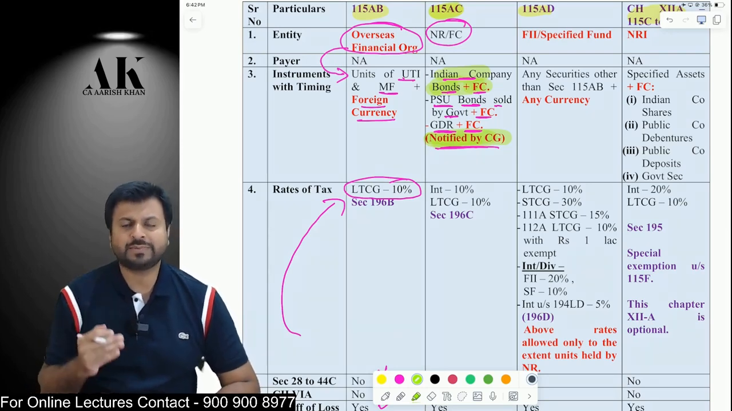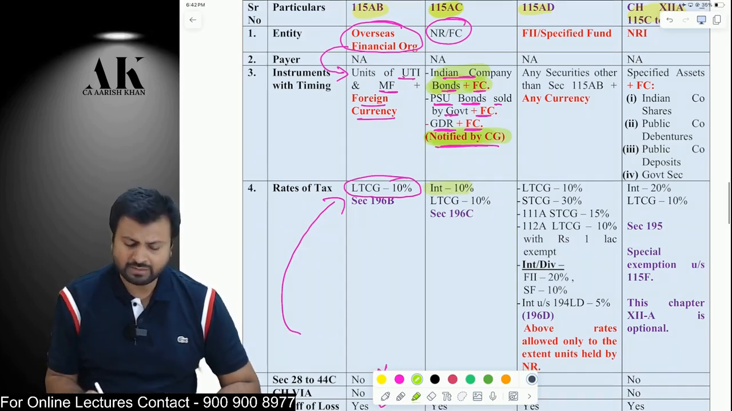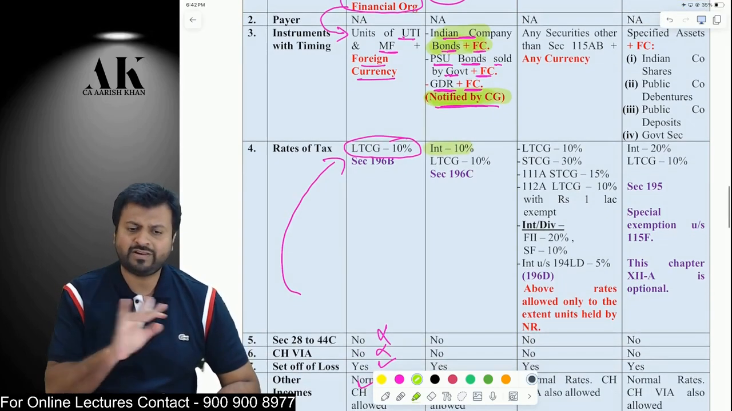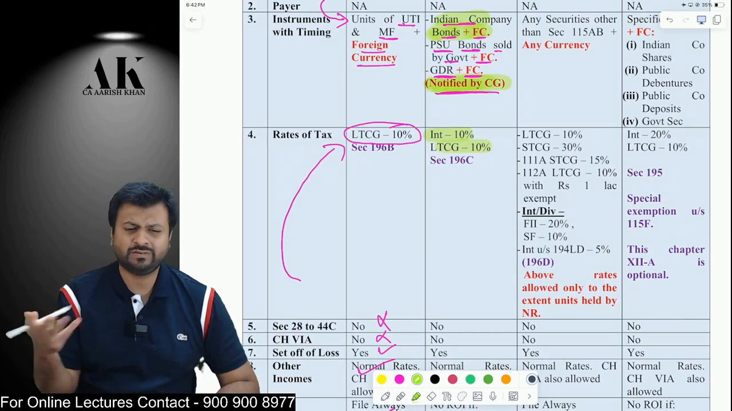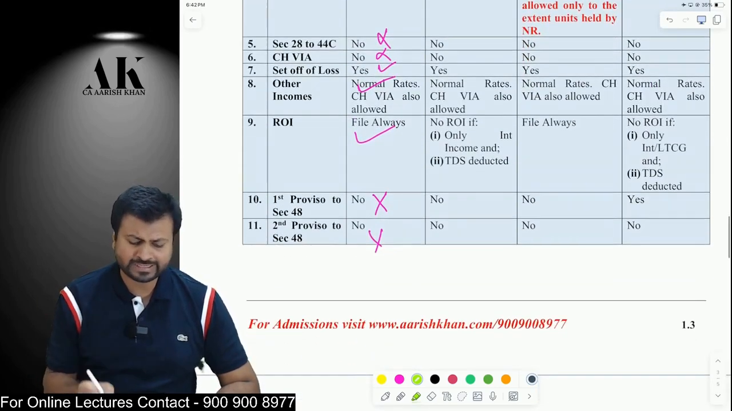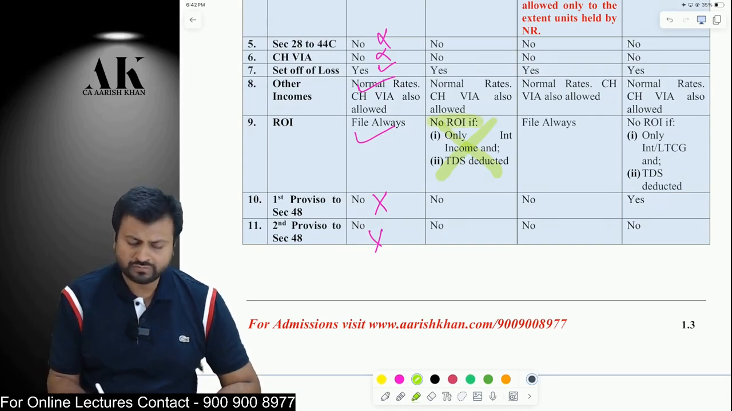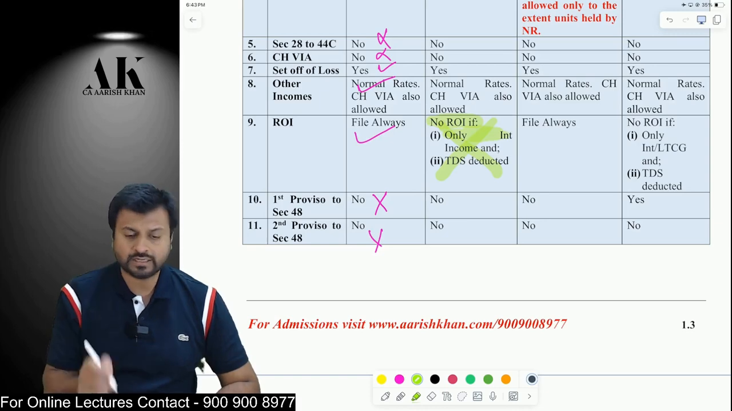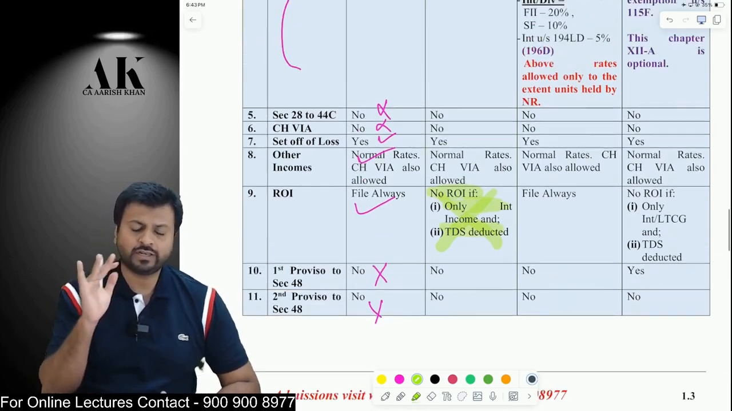So Indian company bonds purchased in foreign currency, public sector company bonds purchased in foreign currency, and even GDR purchased in foreign currency, all of them should be notified by the central government. Here, the interest income on bonds will be taxable at a flat 10%, and LTCG will be taxable at 10%. What about STCG? STCG will be taxable at the normal rate. Everything is the same except this part, which is different. Here you are getting relaxation: no need to file ROI if you earn only interest income and TDS is deducted.